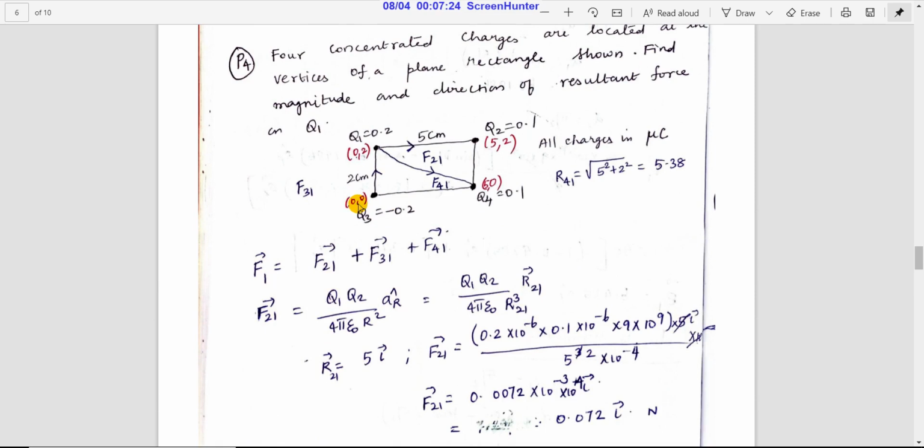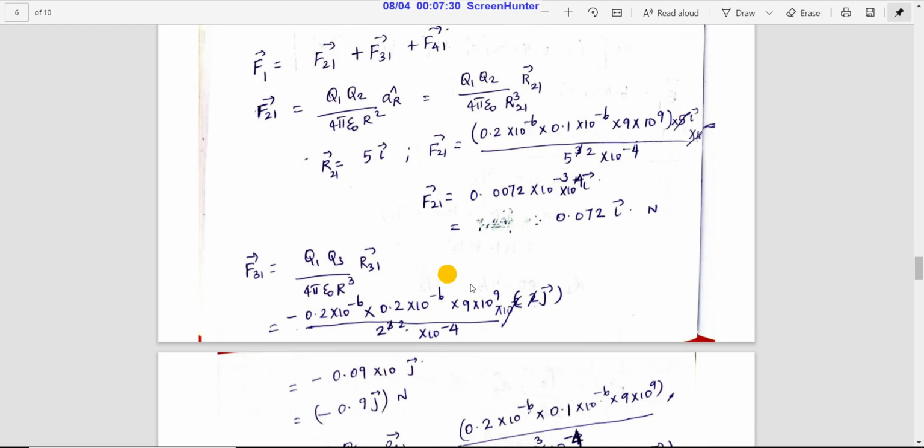So what is the R31? We are going to subtract this from this. So we will be having minus 2 j vector, will plus 2 j vector will be the answer for the R31. So 2 j vector divided by 2 power 3 into 10 power minus 4. So if you cut this 2 and another 2, here 2 square will be there, here another 10 power minus 2 is there. So how will this 10 power minus 2 be coming?